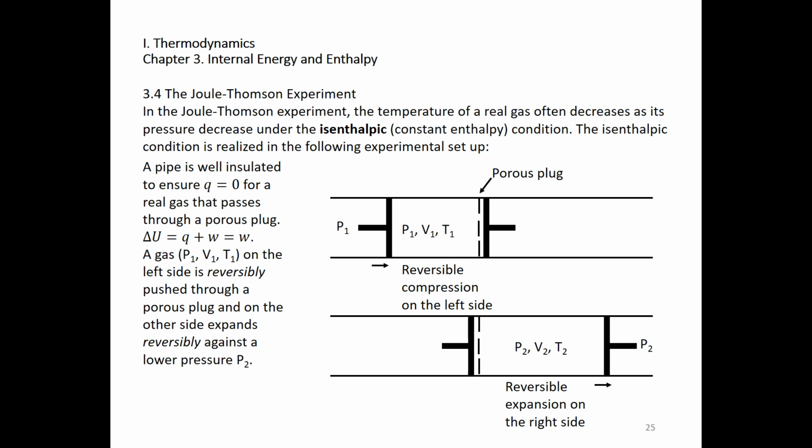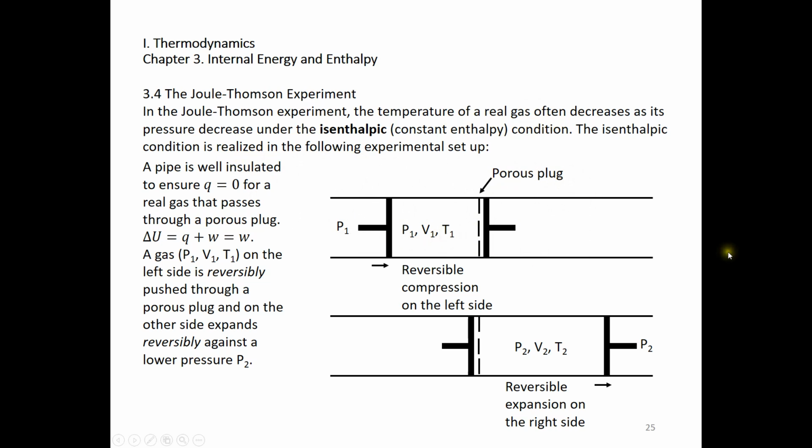Now here's the Joule-Thomson experiment. It's a collaboration between Joule and Thomson. In this experiment, the enthalpy of the real gas is held constant, and we call that isenthalpic condition. This comes from enthalpy, isenthalpic. This isenthalpic condition is realized in this simple experimental setup.